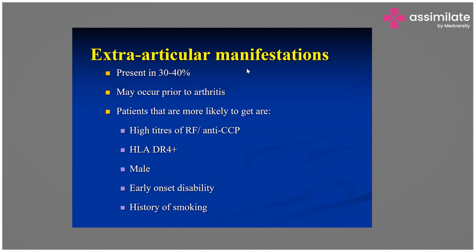So next, what are the extra-articular manifestations? What do you understand first by extra-articular? What is extra-articular? What do you say?